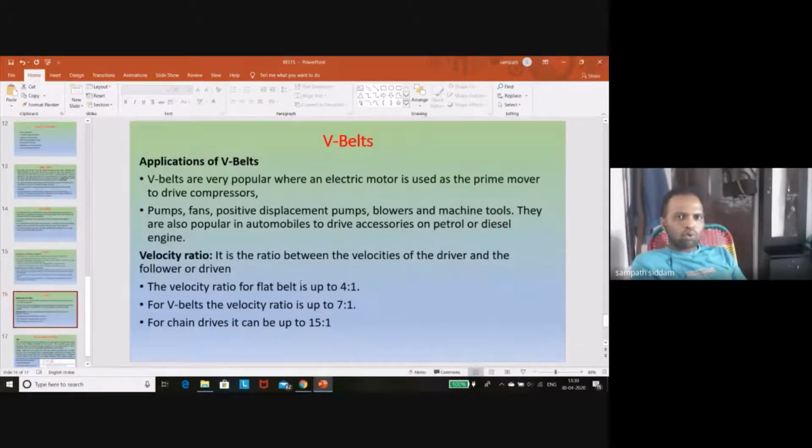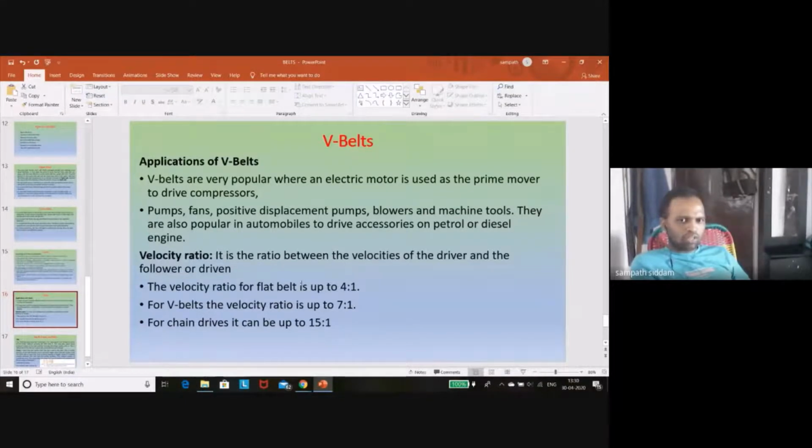And next we move on to the applications. V belts are very popular and are used in all electrical motors and prime movers. Applications such as centrifugal pumps or reciprocating pumps, fans, pulleys, pumps, all of these come under the applications of V belts.